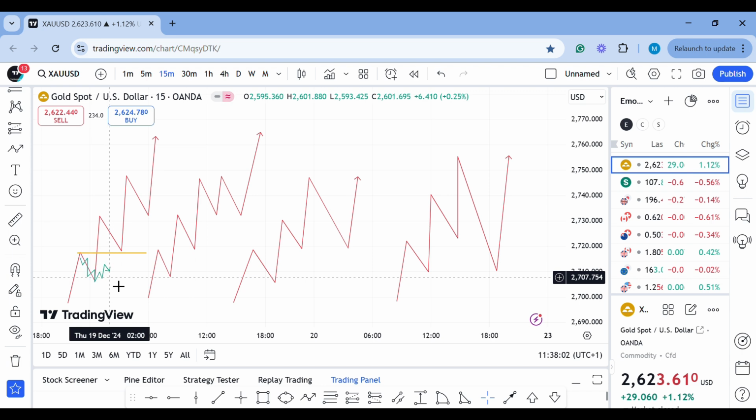So your entry should be on this point. Then your stop loss should be below this point, and you target this point. At first, here should be your first take profit.